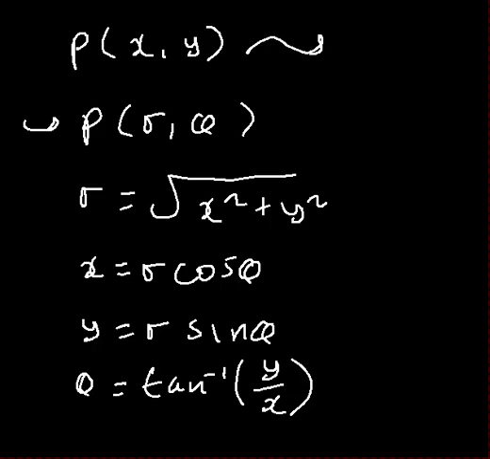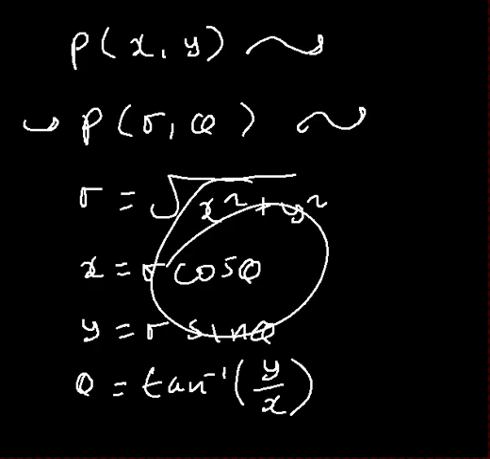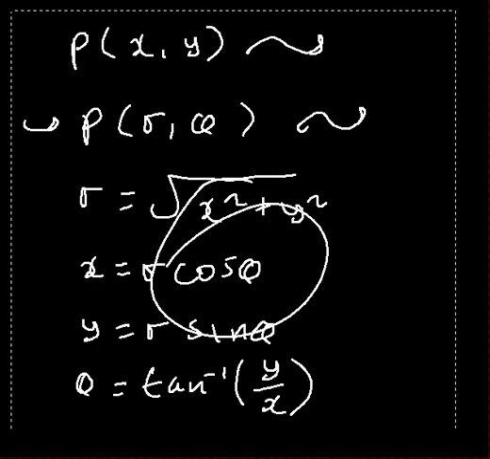So this is what they call the rectangular coordinate system, and this is what they call the polar coordinate system. And these are their basic formulas we should have.